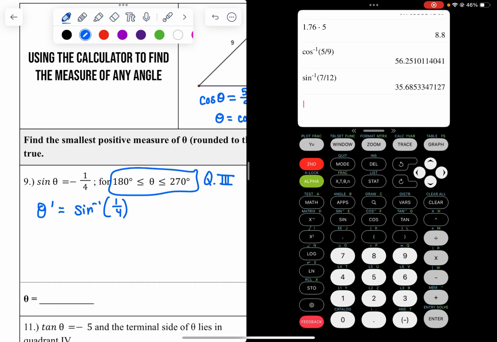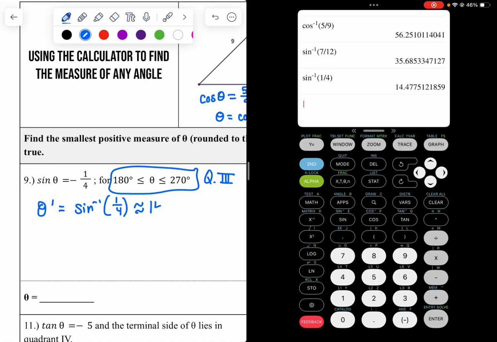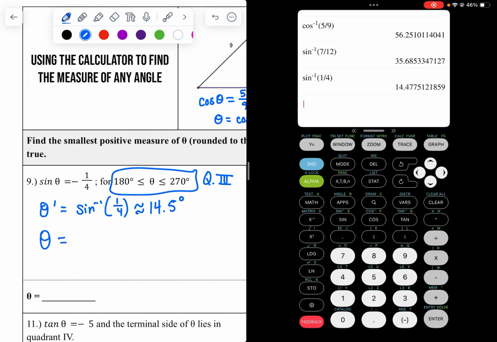So if we hit second sine to bring up the inverse sine 1/4, we get approximately 14.5 degrees, because remember it said rounded to the tenths place this time. But we need to put that angle down into quadrant 3. So to get actual theta, we've got to take 180 degrees plus the 14.5 degrees, so that we get 194.5 degrees for the measure of angle theta.